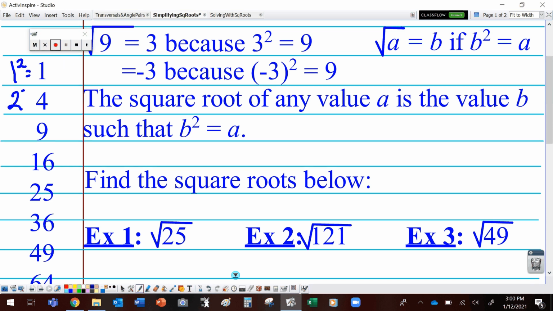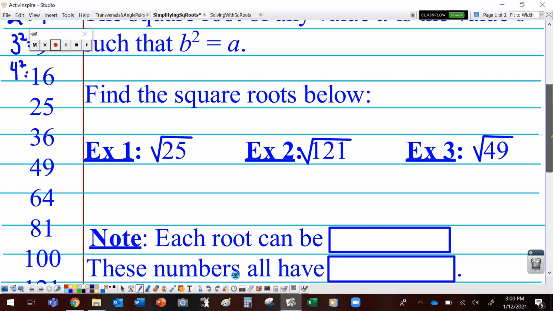If I do 2 squared, that gives me 4. If I do 3 squared, it gives me 9. If I do 4 squared, that gives me 16, and so on and so forth. So each of these is what results if I square the integers. Now, I want to use these to find the square roots of these values below.